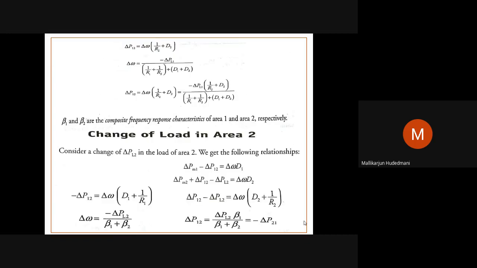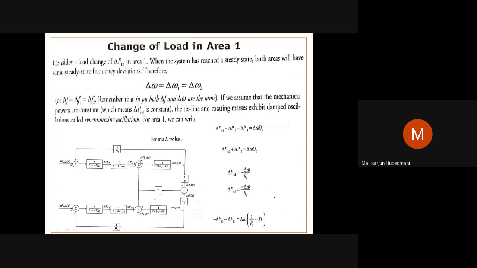Let us consider delta PL2 as a change in load in area 2. We get the following relationships by considering the energy balance at area 1, which is delta PM1 minus delta P12, the exchange of power among the corporations, equal to the change in frequency delta omega into D1. Therefore, this equation is written from this perspective.